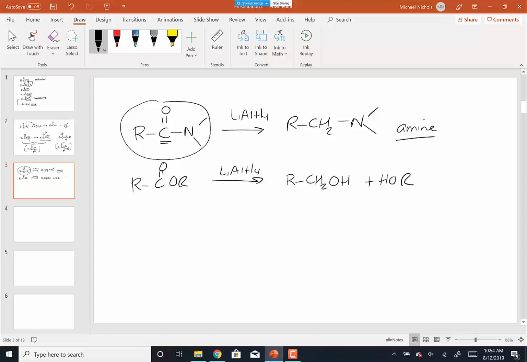Okay, what about a Grignard? I'm going to add a Grignard to an amide. What's my first step? Actually, in this case, there's going to be only one Grignard. Yep, it just attacks.